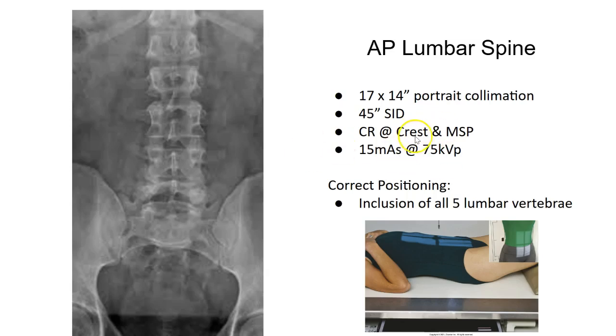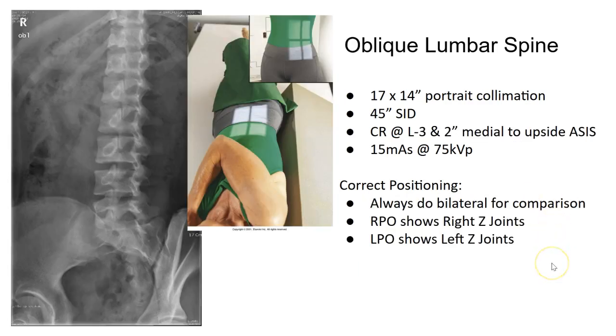So again, I recommend 2 fingers above crest and mid-sagittal plane, but certainly when you're taking your exam, your textbook is going to ask you where you center, and you're going to answer crest for the exam. But clinically, I think two fingers above is nice. The oblique lumbar spines. So again, we're going to do 45 degree obliques, and we're always going to do bilateral obliques for comparison. So you're going to keep your 17 by 14 inch portrait collimation, 45 inches SID, and look, this time your text recommends centering at L3, so about 2 fingers above crest.